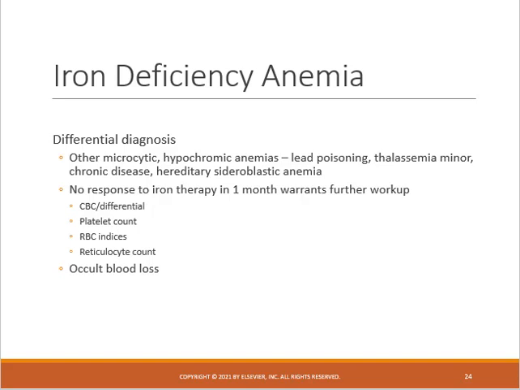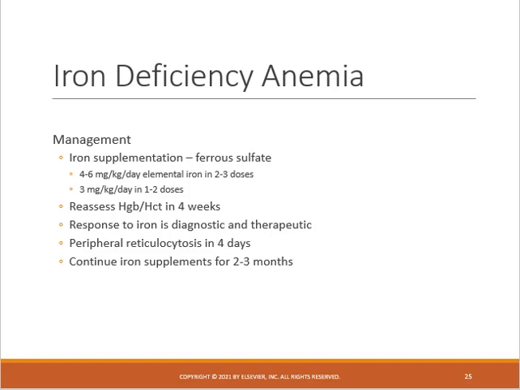If you decide to treat and there's no response in 1 month, this will require further workup, and you also need to be assessing for any blood loss. Management of IDA includes iron supplementation with ferrous sulfate. You're going to want to reassess the hemoglobin, hematocrit, and iron studies in about 4 weeks. You want to assess if there's been a response to the iron and that the counts are going up.